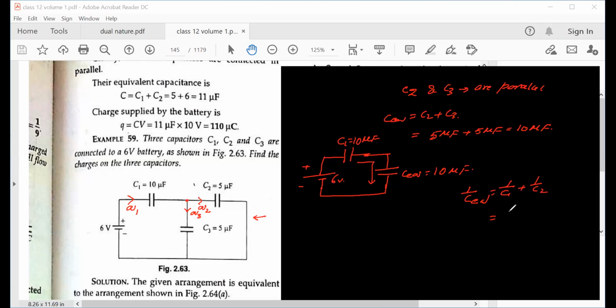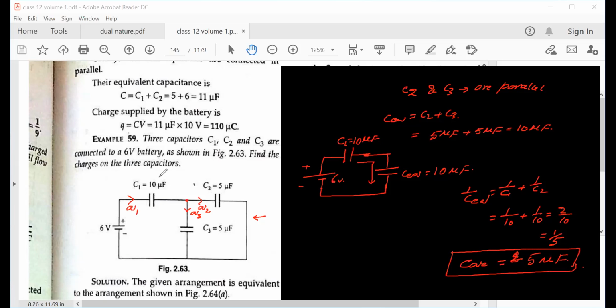So 1 by C1, it is 1 by 10 plus 1 by 10, which is nothing but your 2 by 10, which is equal to 1 by 5. So you have to reverse it. When you reverse it, C equivalent is equal to 5 microfarad. Since all the prefixes here are the same, I can directly take 5 microfarad. So we know the capacitor is 5 microfarad.